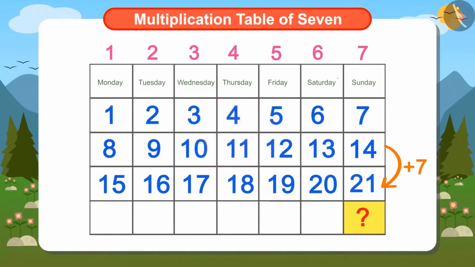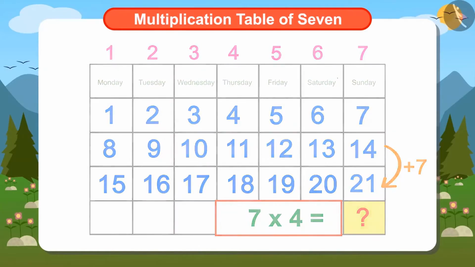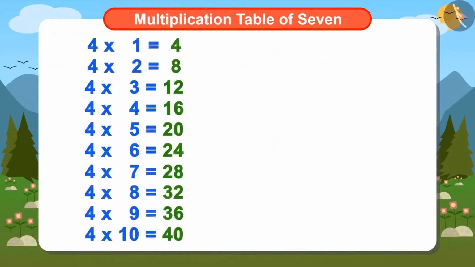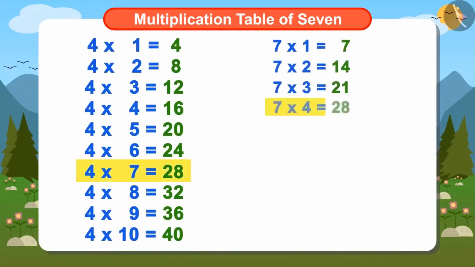To find the date of the Sunday after 21st, Ayushman has to find the next number in the multiplication table of 7, that is 7 multiplied by 4. Ayushman does not know the multiplication table of 7, but he knows the multiplication table of 4. 4 multiplied by 7 is 28. So this means 7 multiplied by 4 will also be 28.